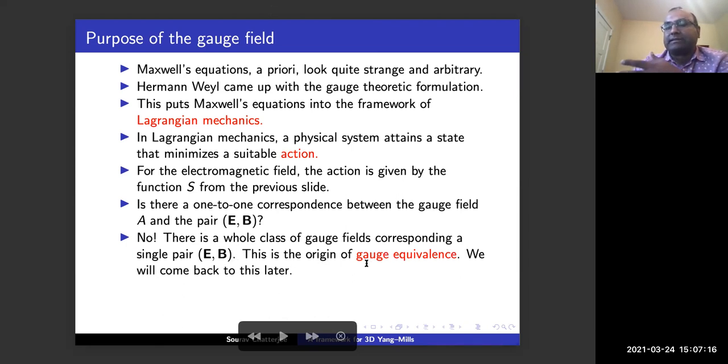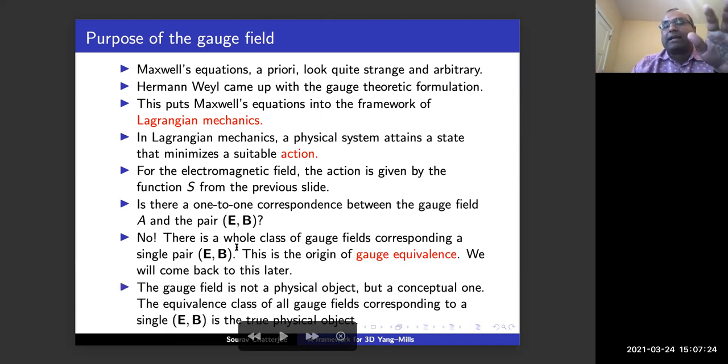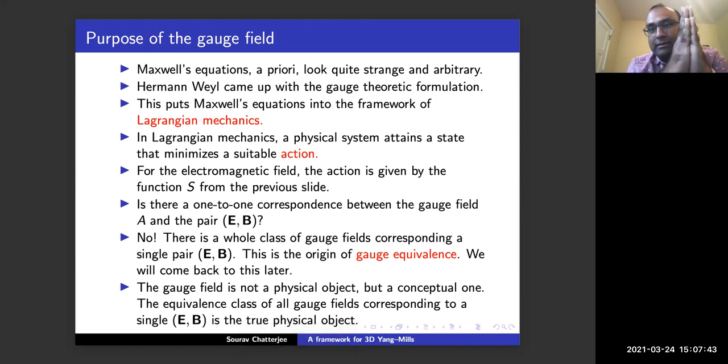And this is the origin of this gauge equivalence, or gauge invariance. So we'll come back to this later on. And you can actually completely describe the set of all A which correspond to one pair E and B. And this gauge field is not a physical object, it's a conceptual one. So the real thing is this pair E and B. And this equivalence class of all gauge fields corresponding to a single pair is this true physical object. So that's the origin of this gauge theory.